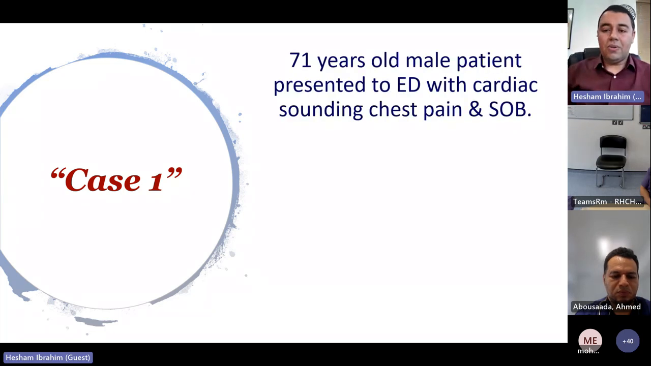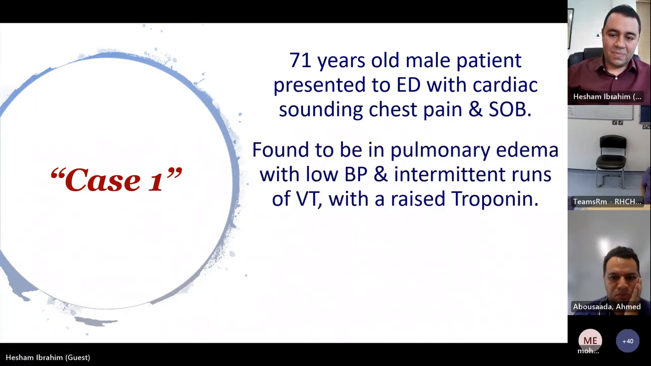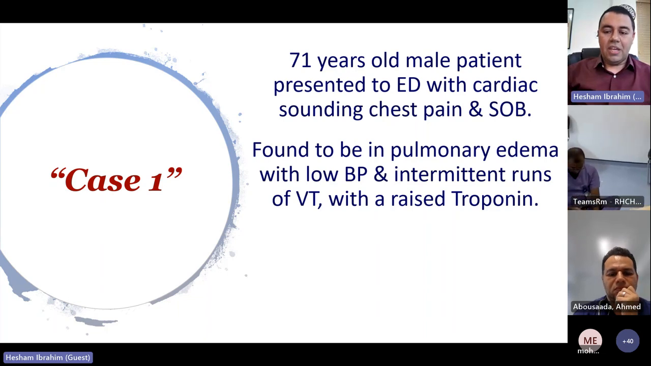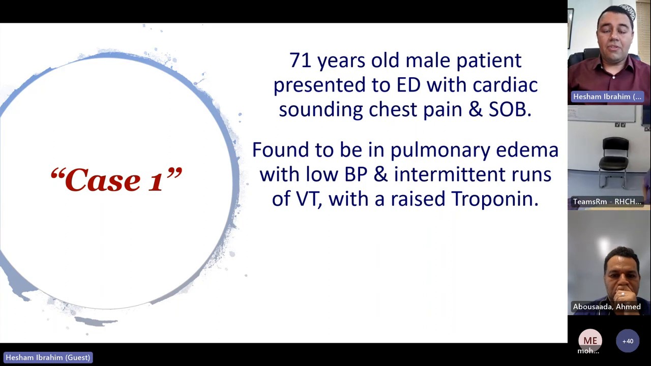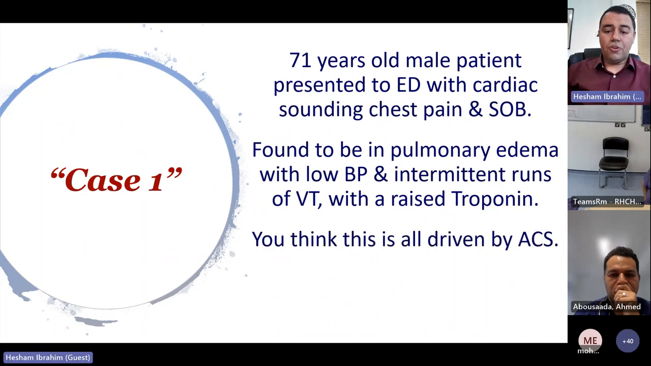So 71-year-old male patient presented to ED with a cardiac sounding chest pain and shortness of breath. This patient was found to be in pulmonary edema with low blood pressure with intermittent runs of ventricular tachycardia and raised troponin. So your thought process is you think that all of this is acute coronary syndrome driven. You think that the reason behind all of this presentation is acute coronary syndrome.